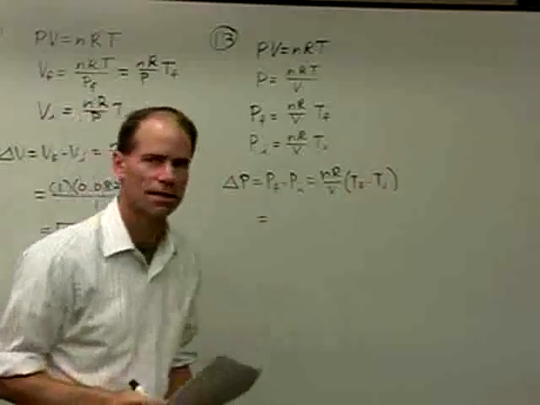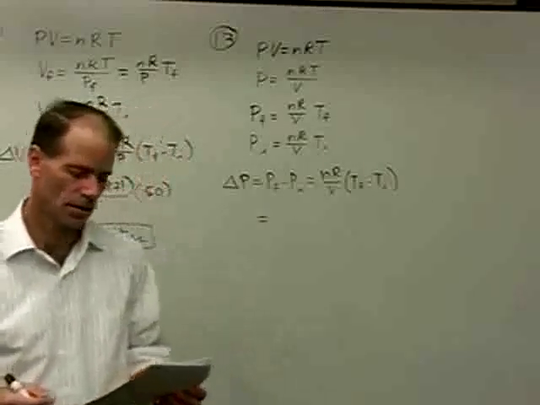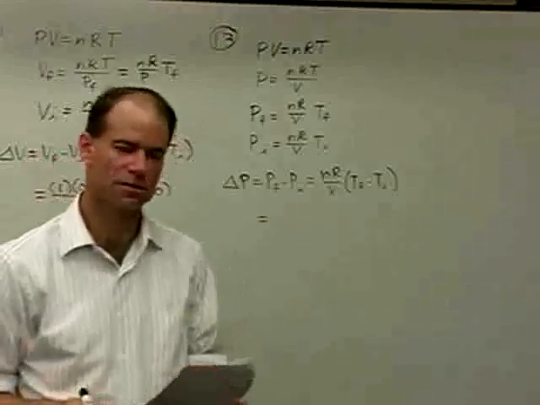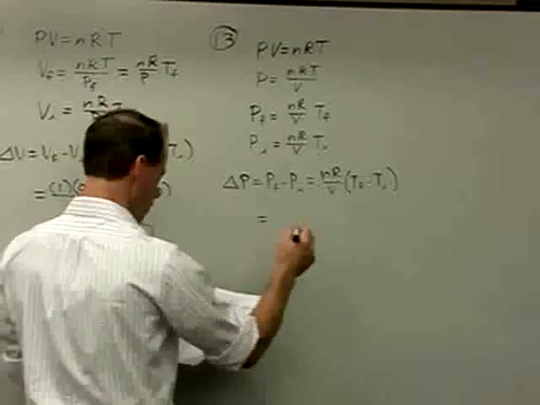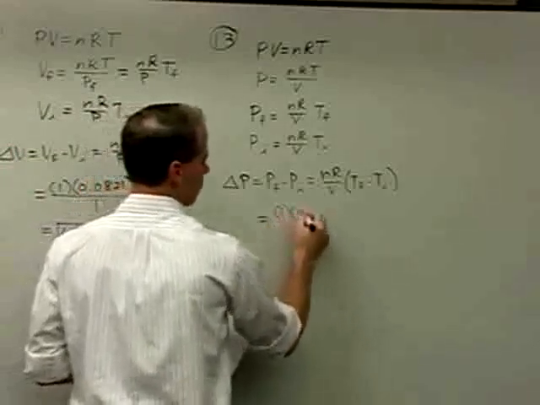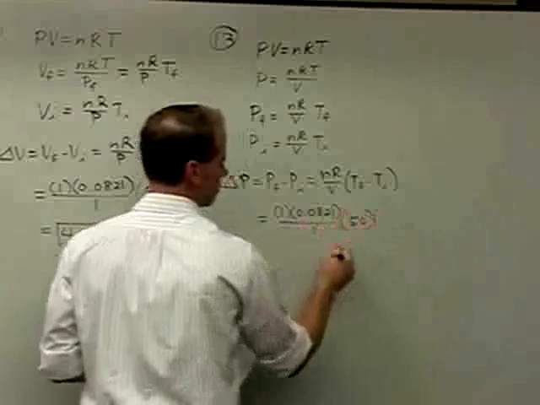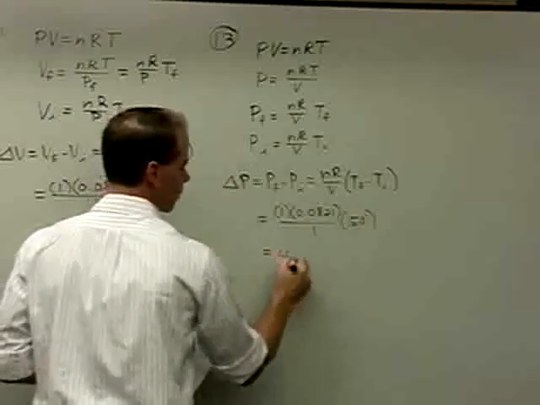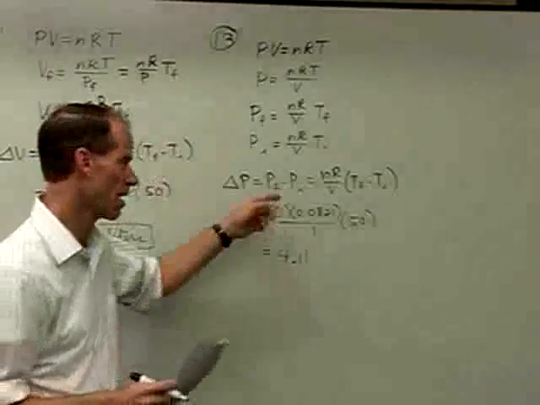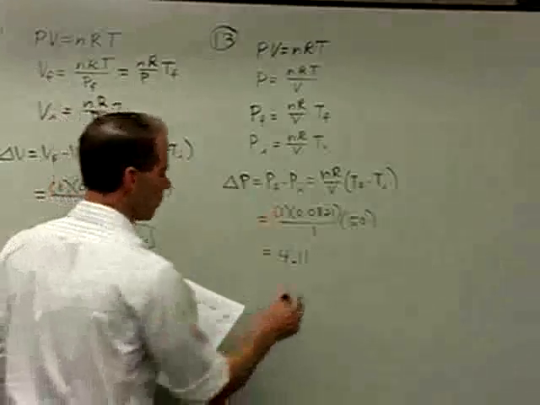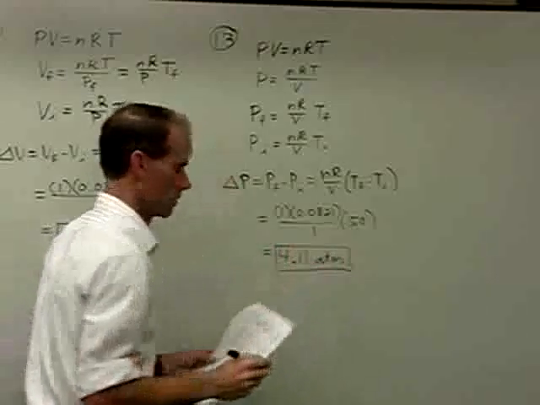Now we are given the volume in liters. So in order to keep the units consistent, we will use the R constant that has liters in it. So we'll have 1 mole times 0.0821 times 1 liter, 50 degree temperature change, and that will give us 4.11. Now the units of the pressure using this R constant would be atmospheres, so that would be 4.11 atmospheres. Change in pressure.